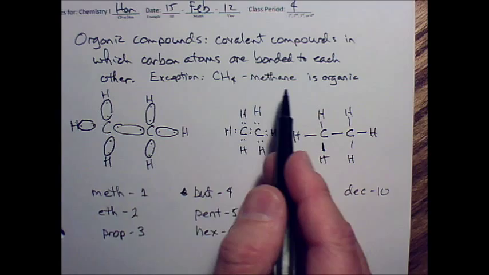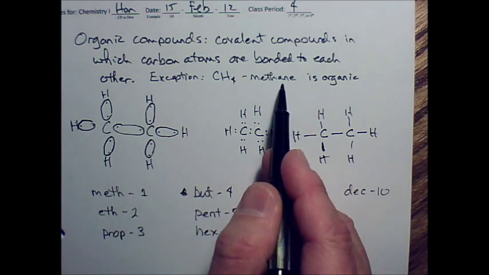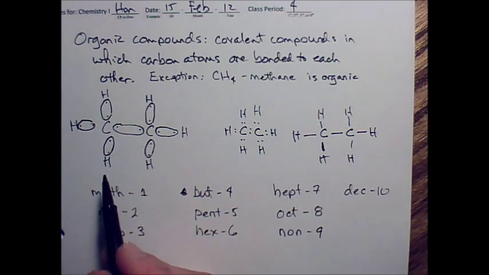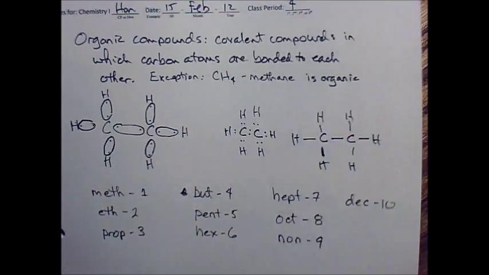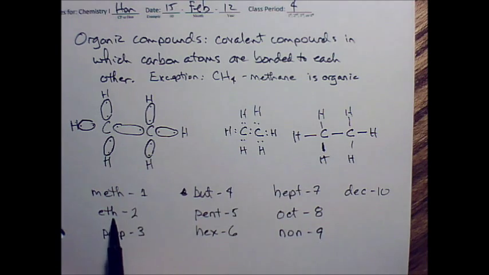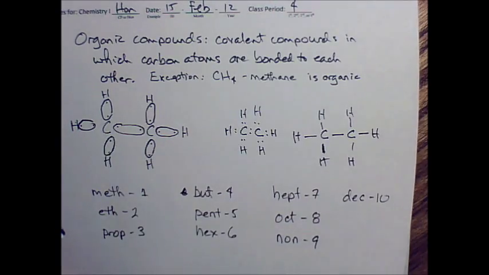Now, we call methane A-N-E. When we have an A-N-E suffix, that's actually going to be indicating there's all single bonds. So this is going to be called ethane, all single bonds between the carbons. Double bonds are ene. And triple bonds are yne.